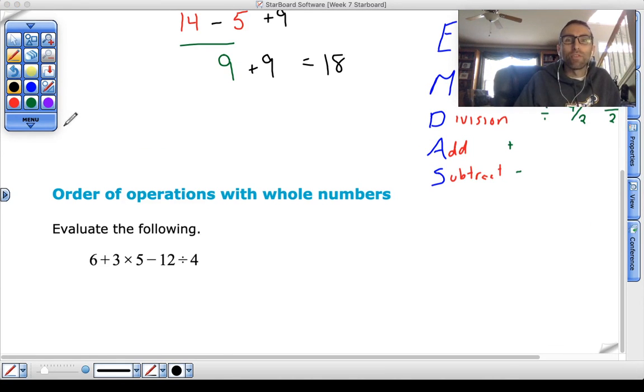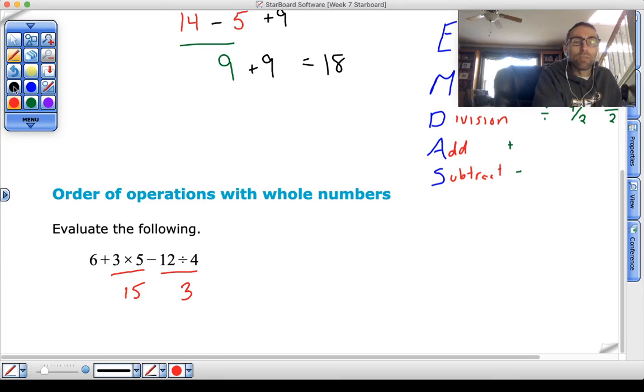Next problem, I want you to try this one on your own now. All right, let's start going over this. I need to do all the multiplication division from left to right. What you should have done is 3 times 5 first, and then your 12 divided by 4. So when we do that, 3 times 5, you should have gotten an answer of 15. 12 divided by 4, you get an answer of 3.